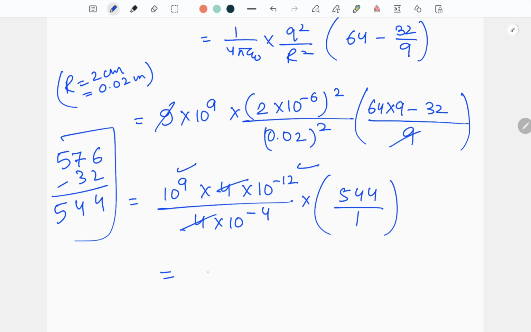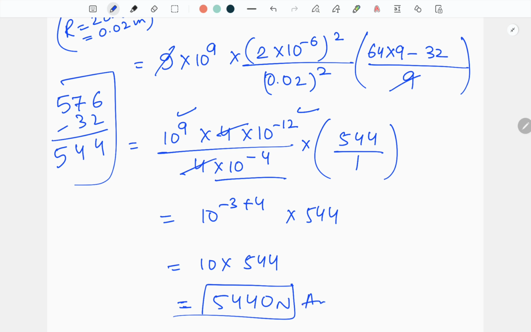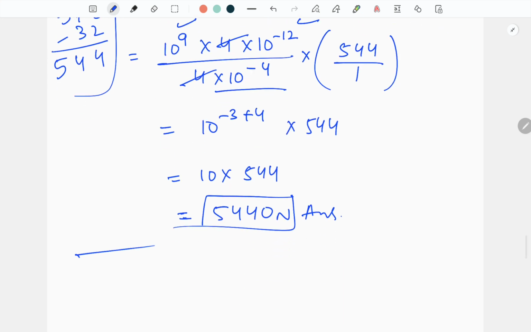This and this become minus 3, right? And plus 4, this value will go up and become plus 4, so this value has become 10. So I guess our answer will be 5440 Newton. I think this is the answer given in the question also.